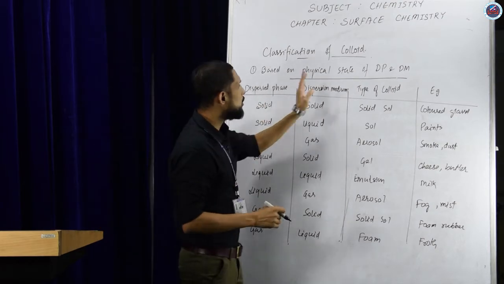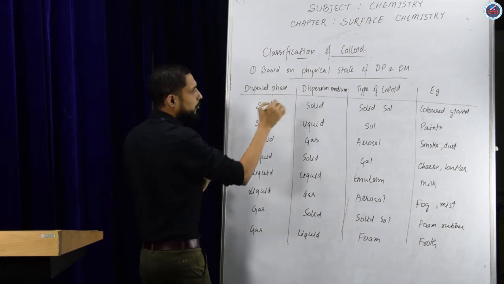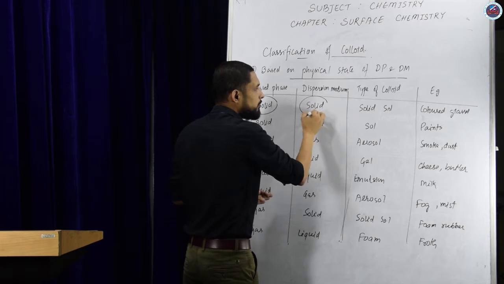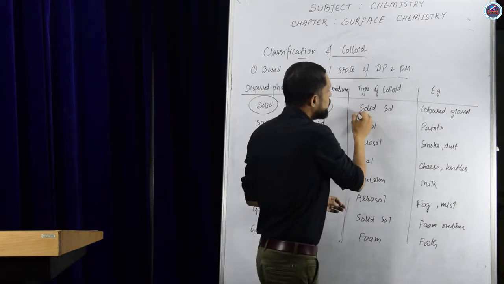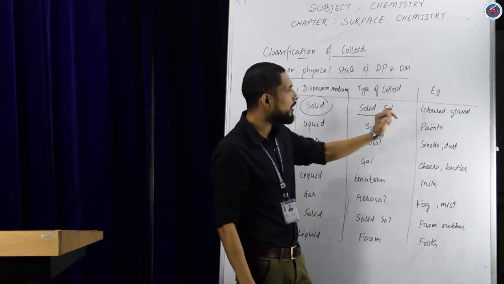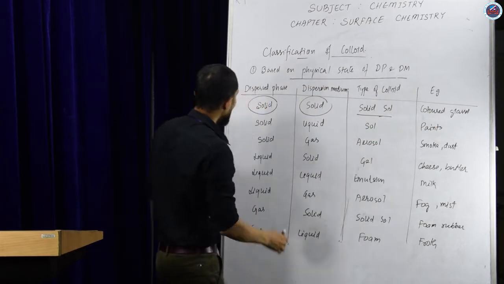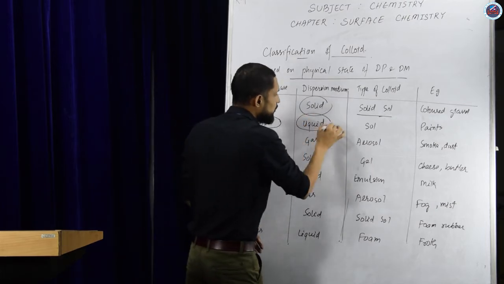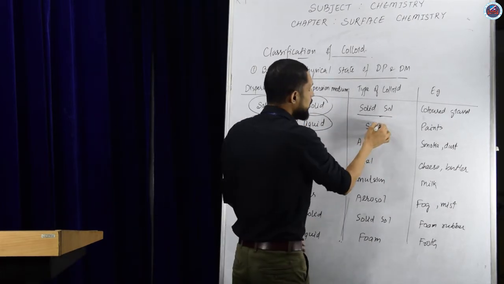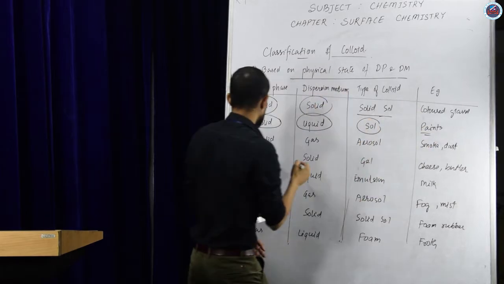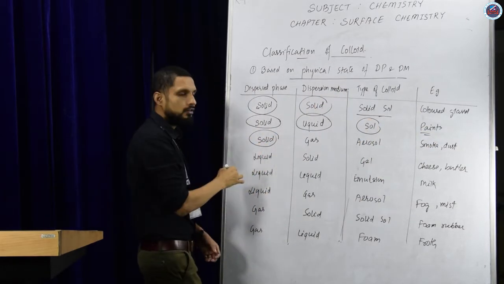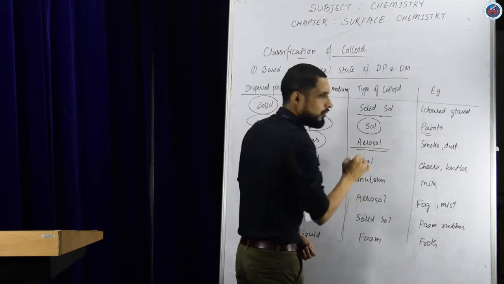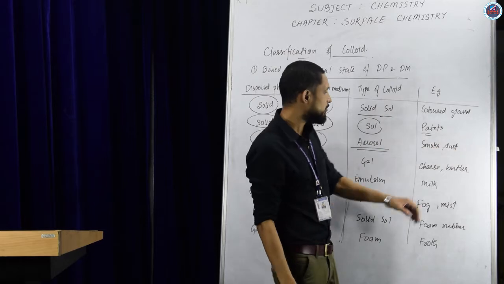Based on the physical state, they are classified as you can see from the table. If the dispersed phase is solid and dispersion medium is solid, then the colloid is known as solid sol. An example of such a colloid is colored glass. If the dispersed phase is solid and the dispersion medium is liquid, the colloid is known as sol. Example is paint. If the dispersed phase is solid and dispersion medium is gas, the type of colloid is known as aerosol. Examples like smoke, dust.